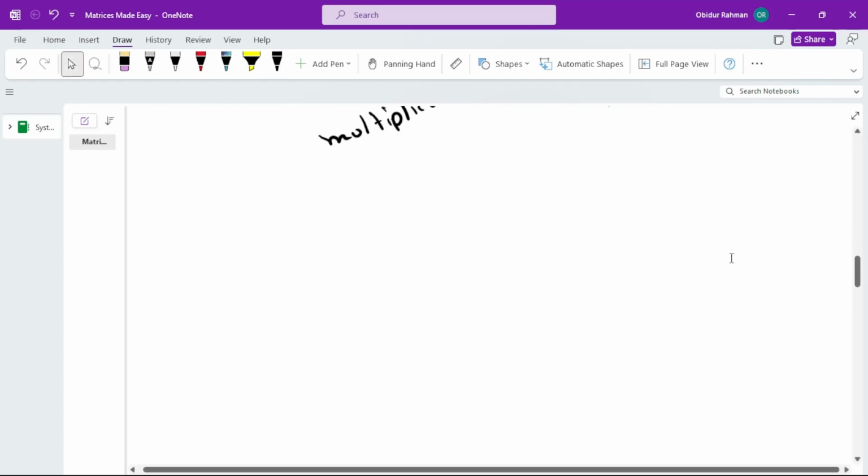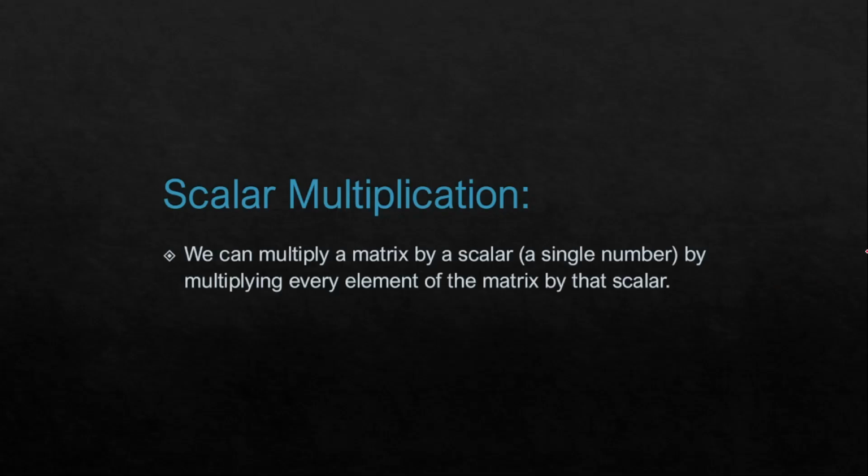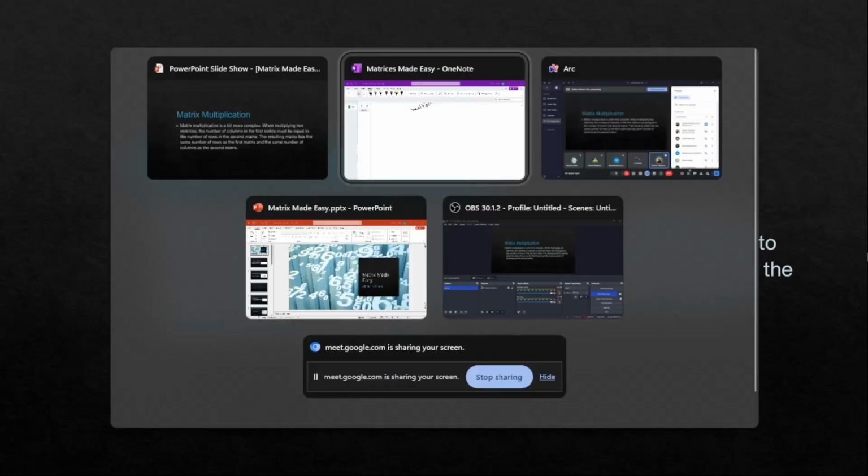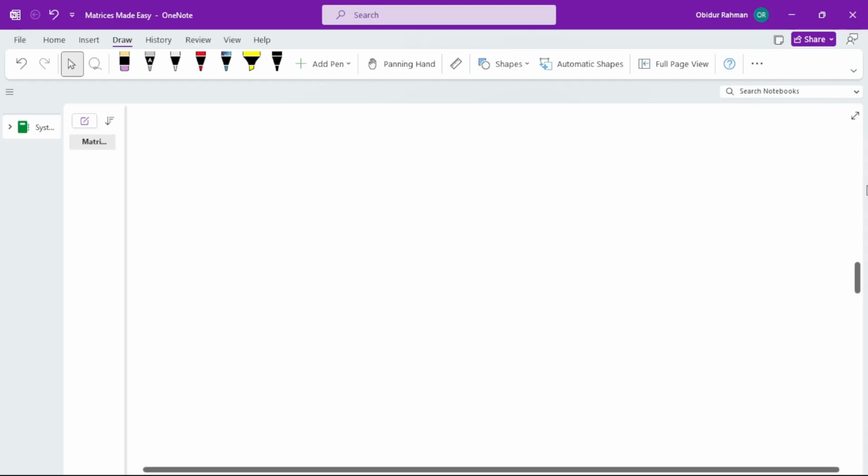The next one is a bit complicated. And that's the most complicated of the operations. It's the matrix multiplication, where we're multiplying two matrices. And the number of columns in the first matrix must be equal to the number of rows in the second matrix. The resulting matrix has the same number of rows as the first matrix and the same number of columns as the second matrix. Let's just see how it works.